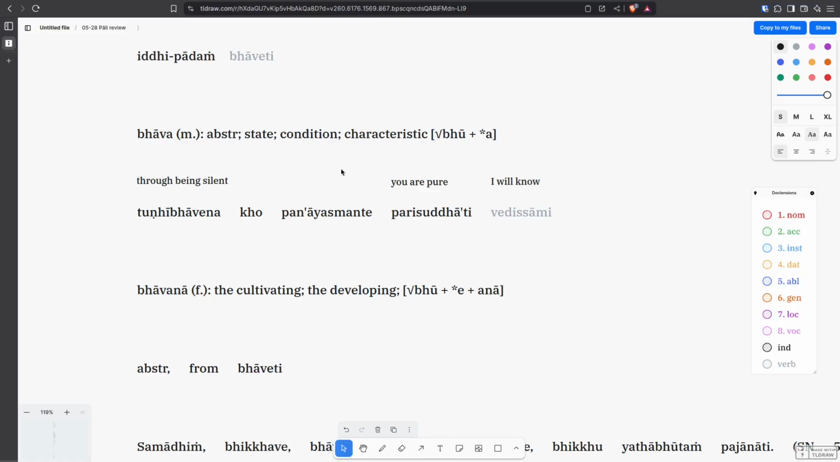And kopana, I will... pana means sort of 'and' or 'but', connecting, and about the venerables, ayasmante parisuddha vedisami. So I will know about the venerables that you are pure. That's right. Locative is about them. And bhavena is instrumental. Through or by being silent, through being silent, I will know that you are pure.